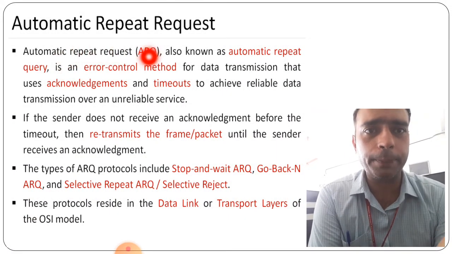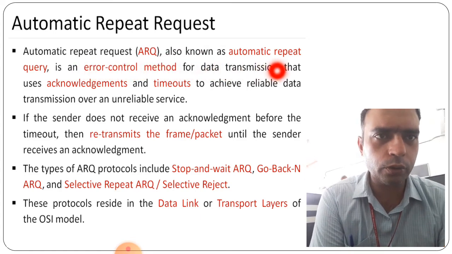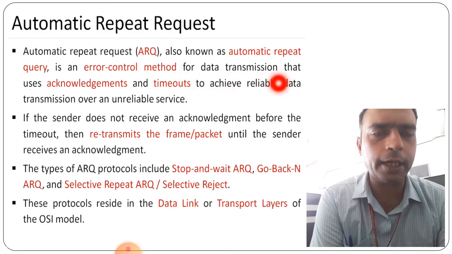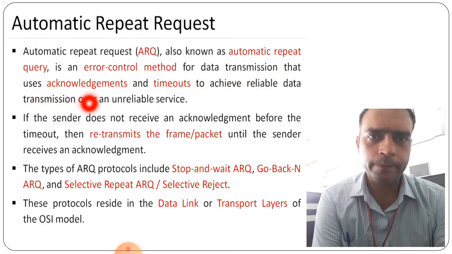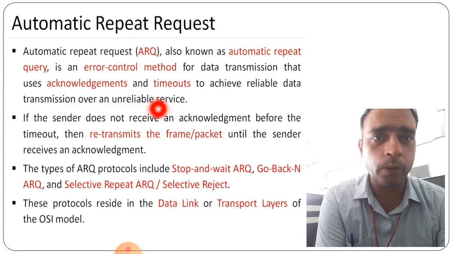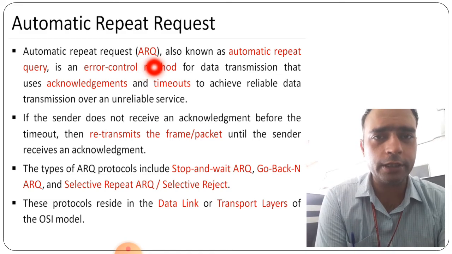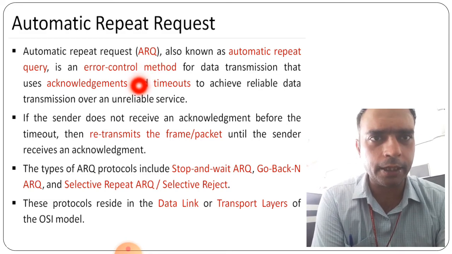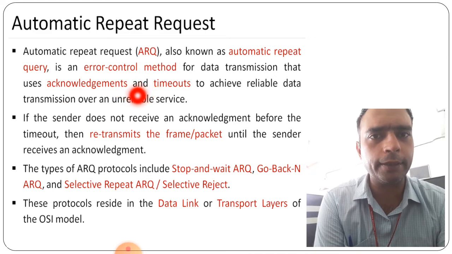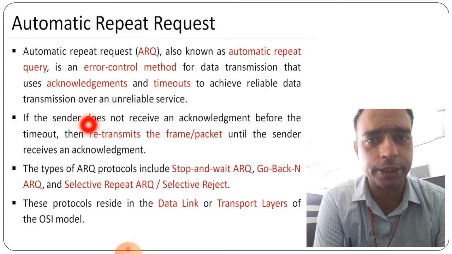Now, automatic repeat request, that is ARQ, the short form, also known as automatic repeat query, is an error control method for data transmission that uses acknowledgements and timeouts to achieve reliable data transmission over an unreliable service. So ARQ is the part in which the request is repeated again and again. It is an error control method for data transmission that uses acknowledgements and timeouts to achieve reliable data transmission.